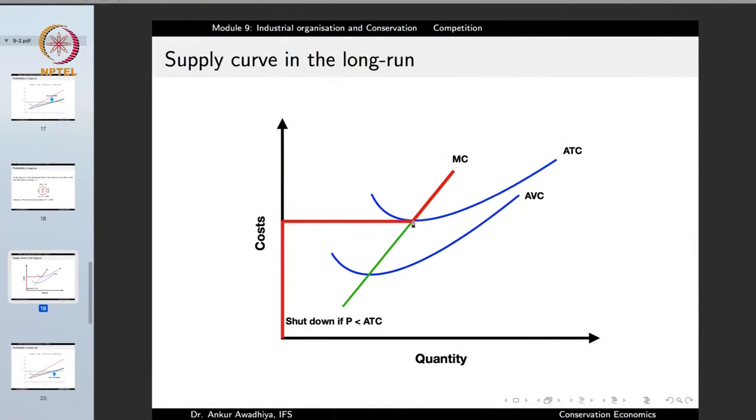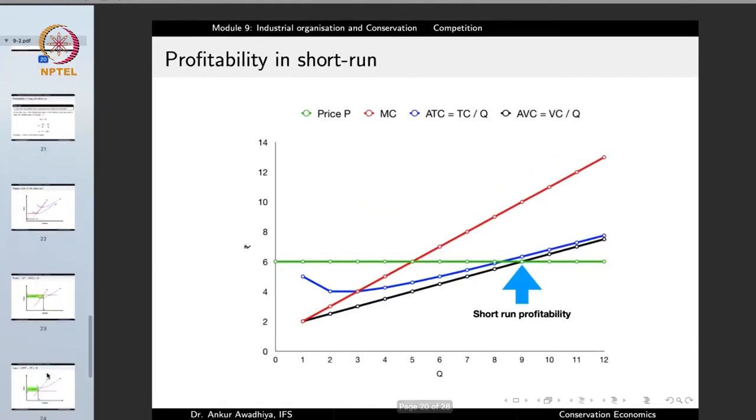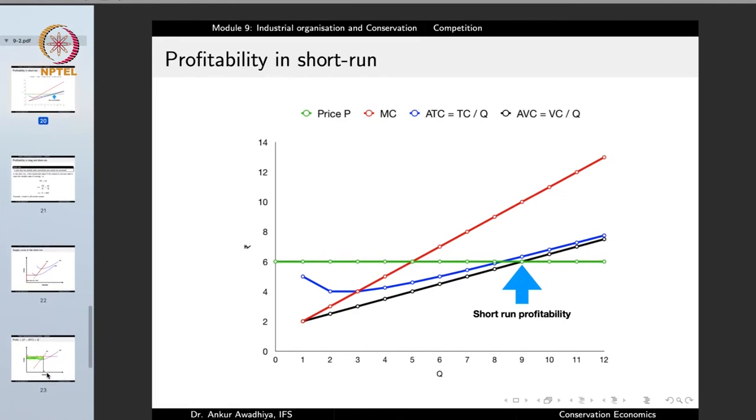But below this price, the firm will not supply according to the marginal cost, but the firm will shut its operations and supply zero quantity. So when the price is this, or the price is this, or the price is this, the firm should produce zero quantity of goods. It should not be producing at all. But once the price has increased above the minima of the ATC, then this curve, which is the MC curve, the marginal cost curve, becomes the supply curve. Now this is in the long run. In the short run, the firm will have a different profitability.